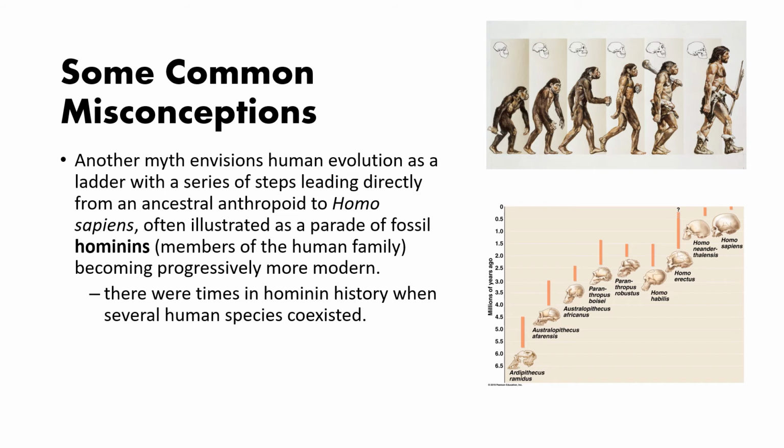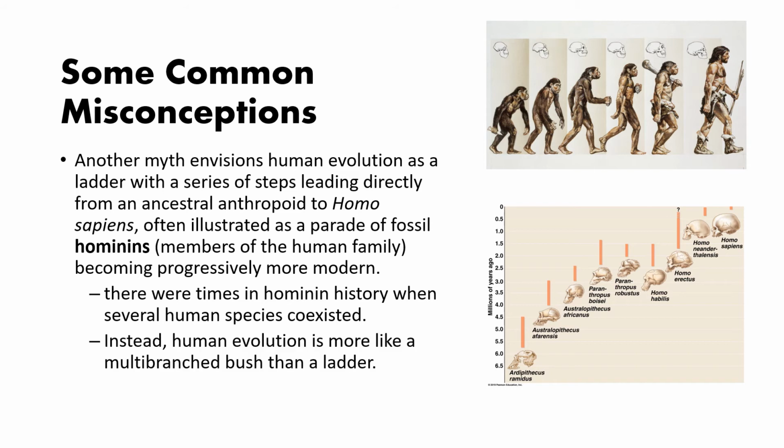So many times there were multiple hominin species, which hominin is going to then be a closer family that humans are in, and they would coexist at the same time. So again, this is showing that it's not a ladder step, but that there are multiple iterations of these human-like groups that were living at the same time. So instead of thinking of human evolution as a ladder, think of it as a multi-branched bush, where ultimately one of the branches is going to lead to humans, but there are lots of other branches that have human-like groups as well.